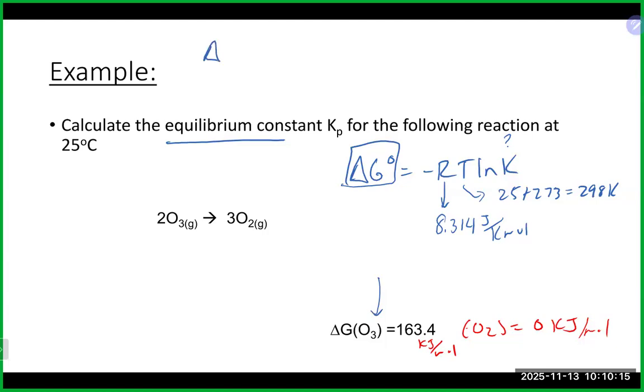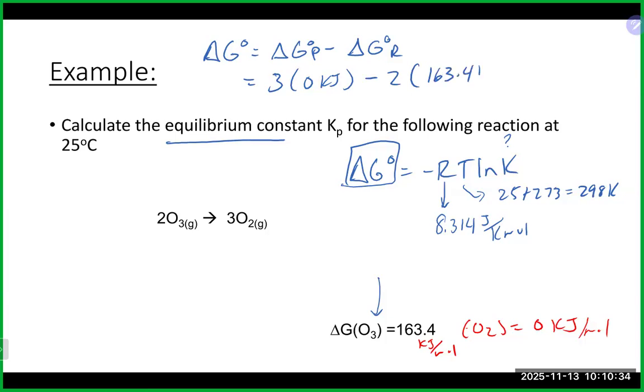We're going to do basically our products minus our reactants. In this case, our product is O2, so that's going to be 3 times 0 kilojoules, minus our reactants, which is 2 times 163.4. And that's going to give us a delta G here of negative 326.8 kilojoules.